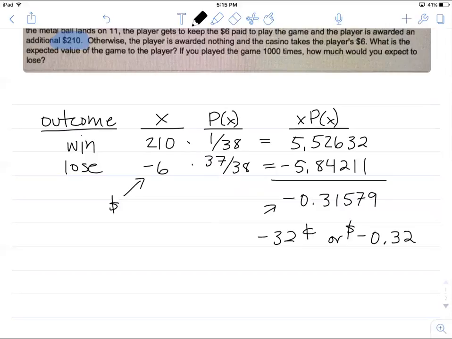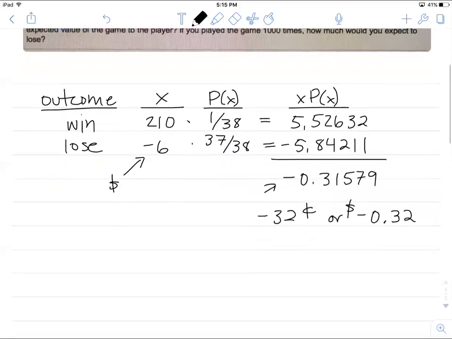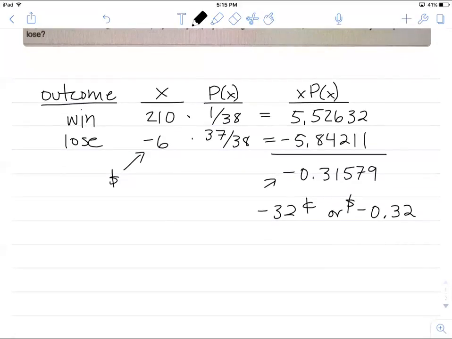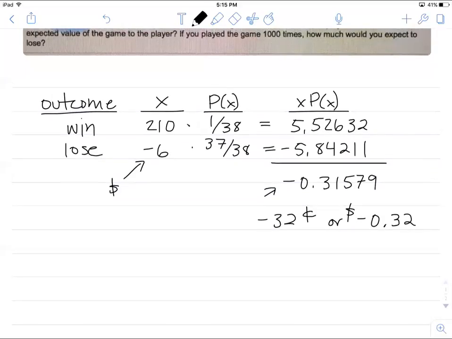Okay. It's negative, of course, because casino games, the house always has an advantage, right? And there's the advantage that you see. And they choose their payouts by doing a similar computation, looking at the probability of winning, so that the casino always has that slight advantage. Now let's take a look at the second question. What happens if you play the game 1,000 times? How much would you expect to lose?